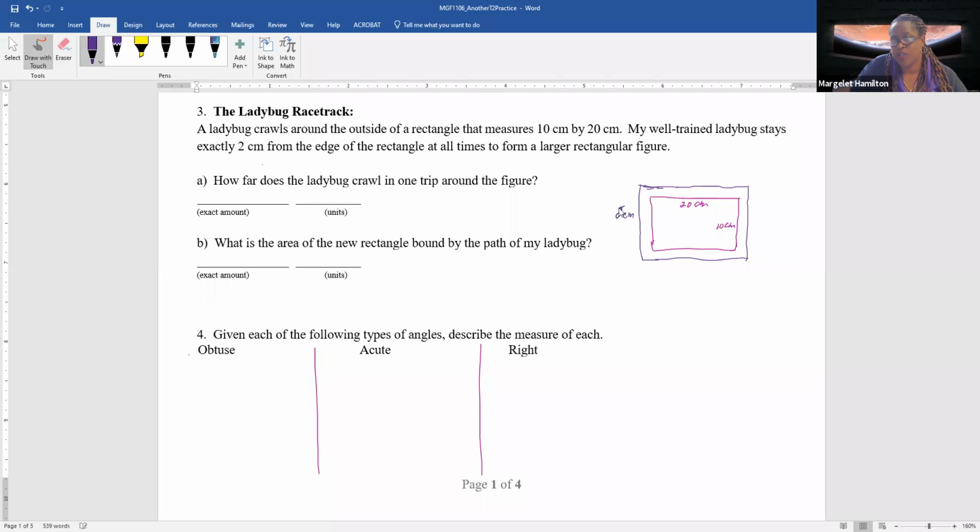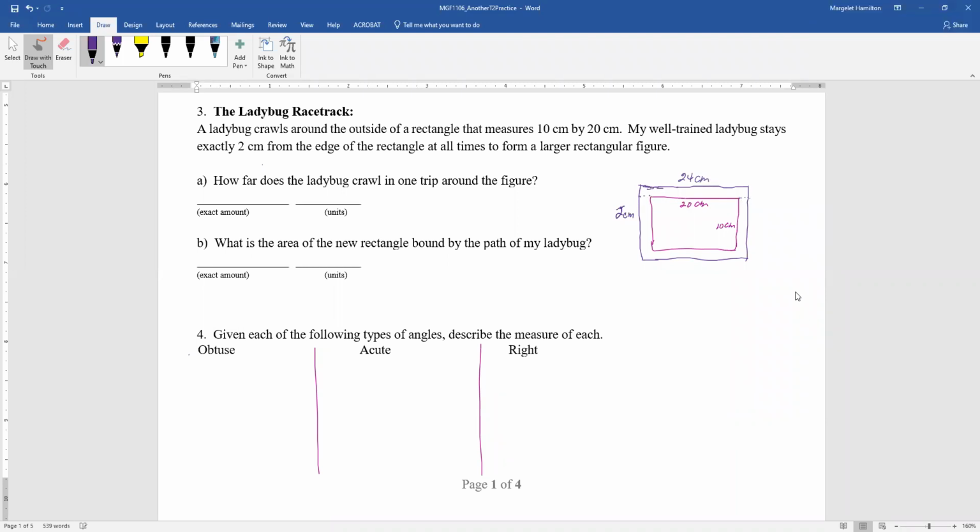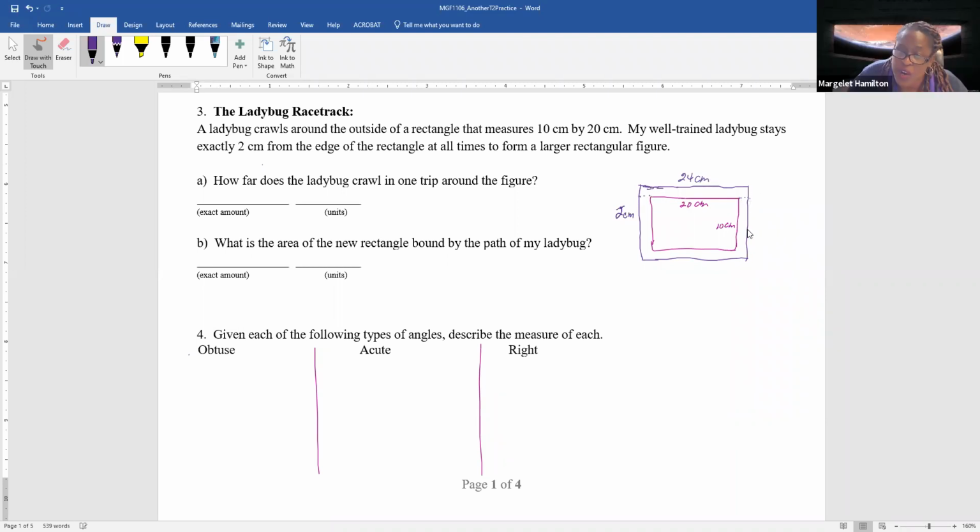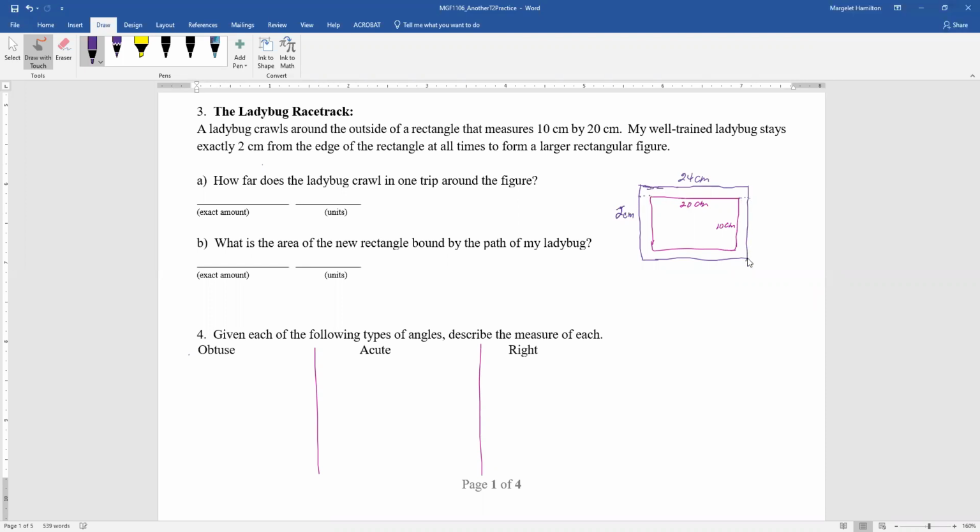Look at what's going on now. We just drew this bigger rectangle that's 2 centimeters from the original. So that means 2 centimeters more this way, and 2 centimeters this way. So this new side right here has to be 20 plus 2 plus the 2 over here, which makes 24. Do y'all see that? Yes. Okay, so then tell me what this new side over here is. 14.